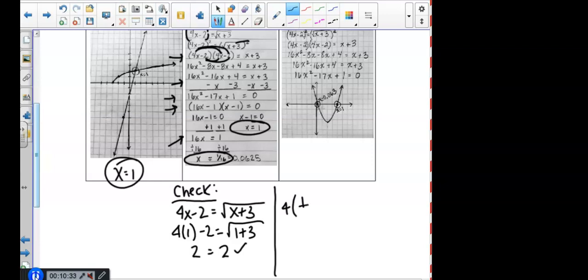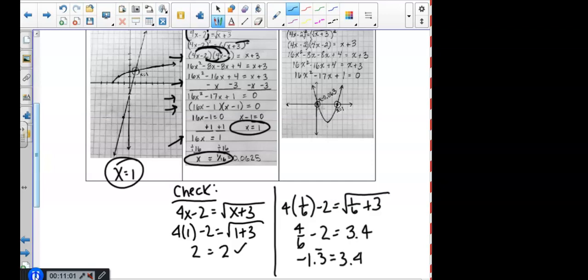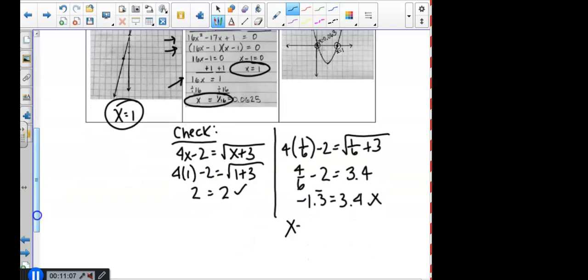Let's now check x equals 1/16. 4 times the quantity 1/16 minus 2 equals the square root of 1/16 plus 3. 4 times 1/16 is 4/16 or 1/4, minus 2, equals the square root of 1/16 plus 3. So I'll just take the square root of that. I got 1.7, and on the left side, when I subtract those two, I get negative 1.75. These are not equal. Therefore, we say that x equals 1/16 is an extraneous solution.